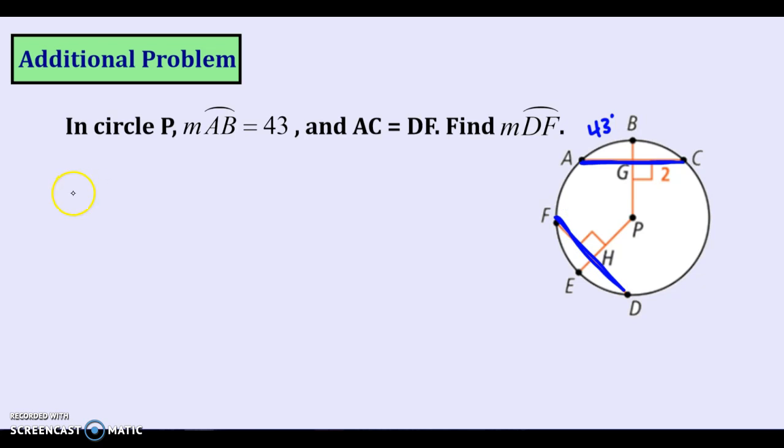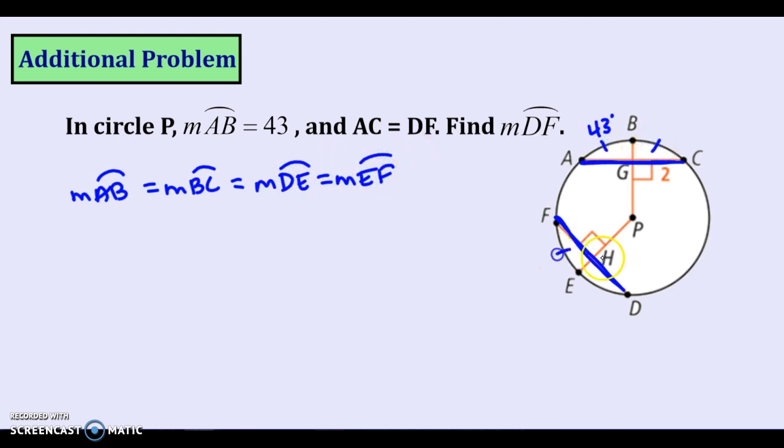Well, I know that the measure of arc AB is going to equal the measure of arc BC, which is going to equal the measure of arc DE, which is going to equal the measure of arc EF. So essentially, all of these arcs are going to be congruent. So therefore, they all equal 43 degrees.